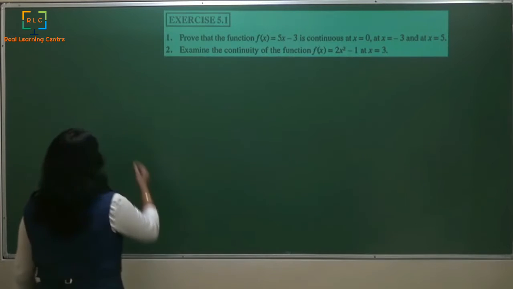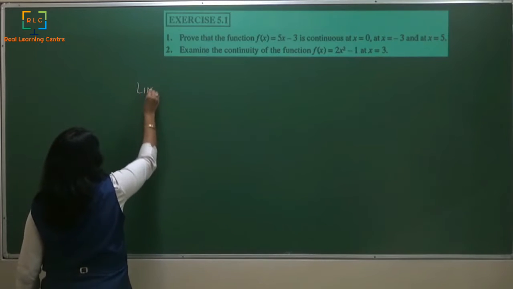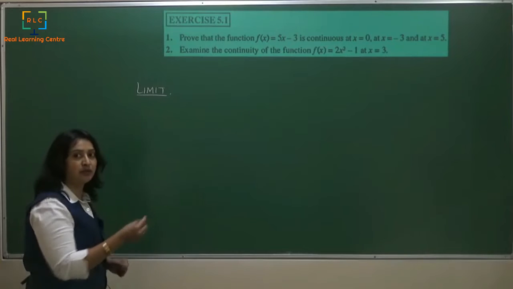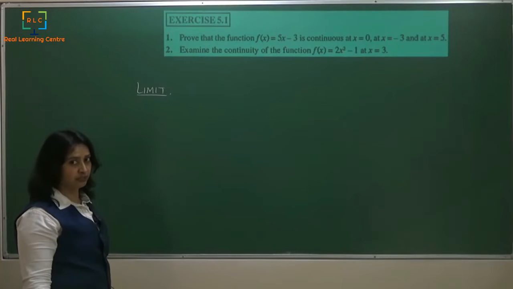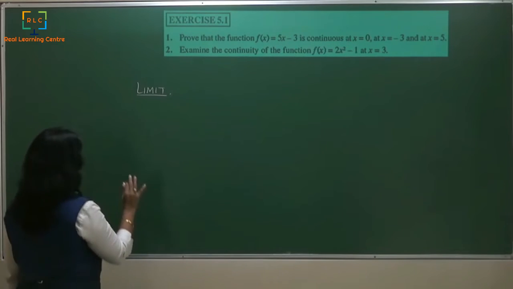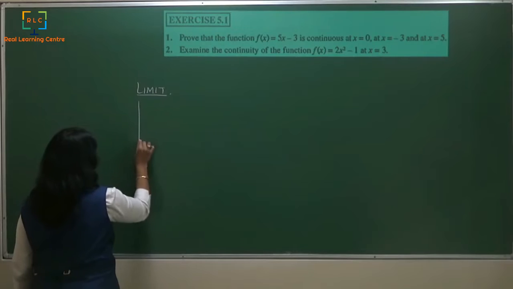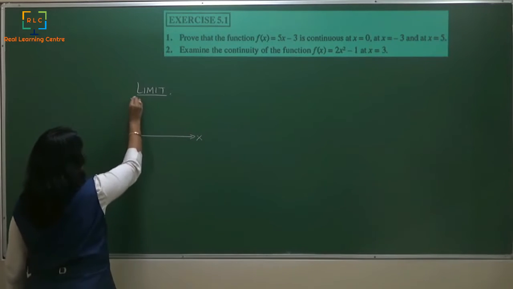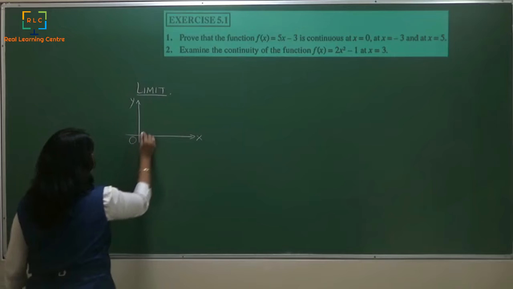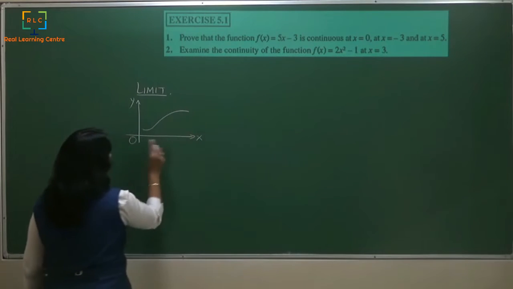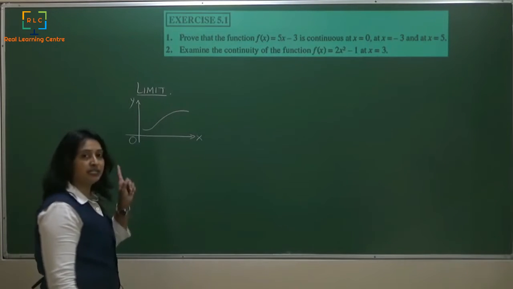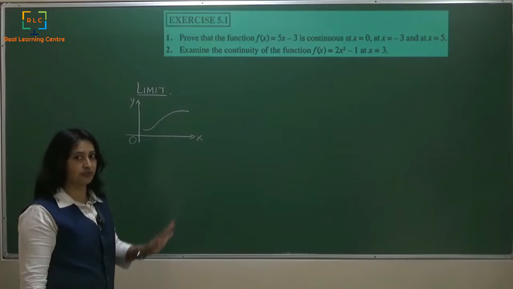Limit. See, we say limit exists. Now this is a recall of what we have already learned in your 11th standard. Suppose I take a graph, x-axis, y-axis, origin, and we have a graph like this. See, this is said to be a continuous function. There is no break in the graph, so it is a continuous function.